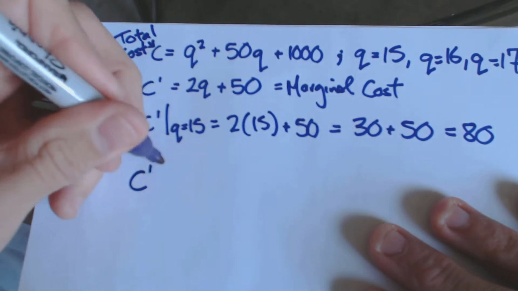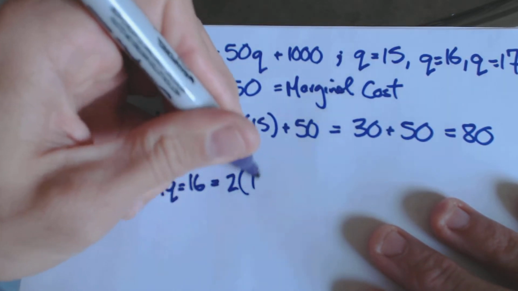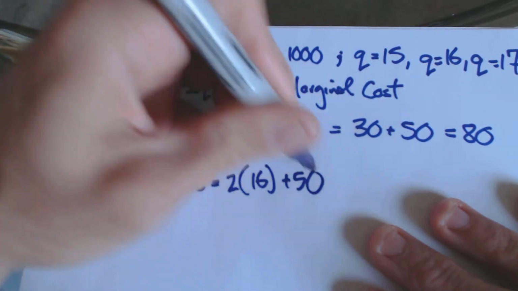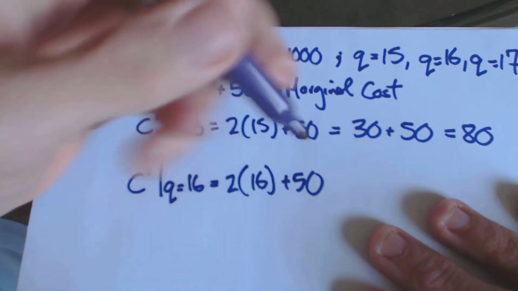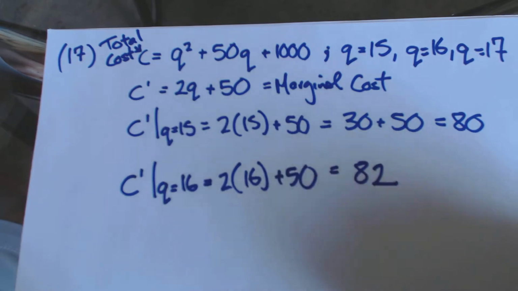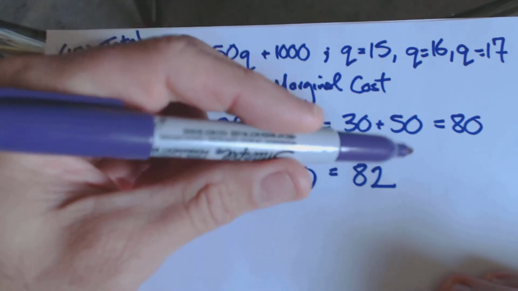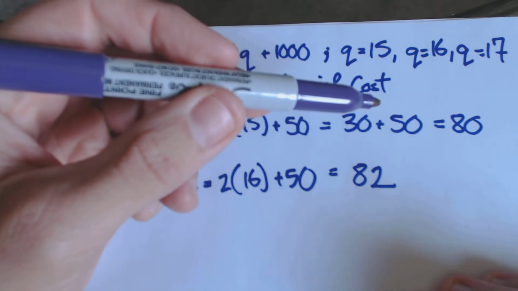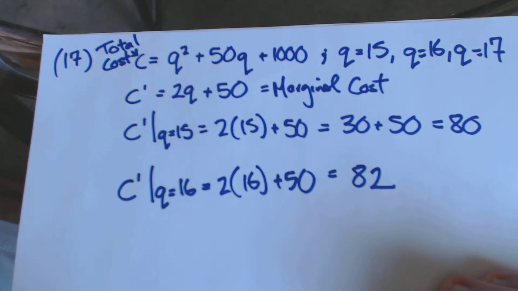Now we're going to evaluate the derivative at q equals 16, so that's going to equal 2 times 16 plus 50. So that's going to equal 32 plus 50, which equals 82. So here, the marginal cost of producing one more unit after producing the 16th unit is going to be $82. So we have increasing marginal cost. So each unit that we're producing is costing more.